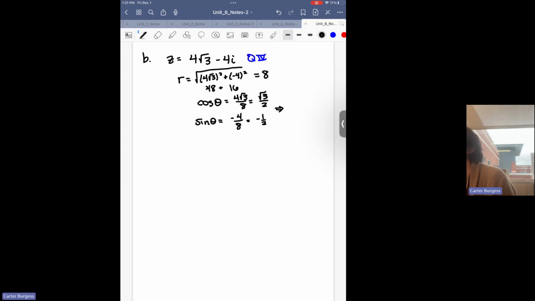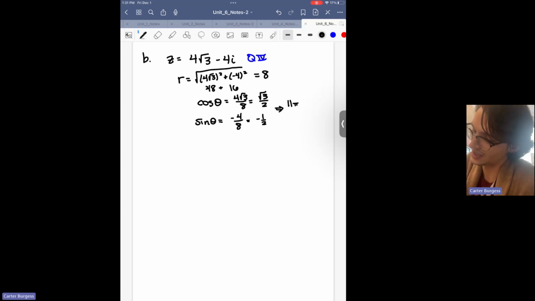What's the reference angle that gives us root 3 over 2 and 1/2? Pi over 6, and then in quadrant 4, it's going to be 11 pi over 6.